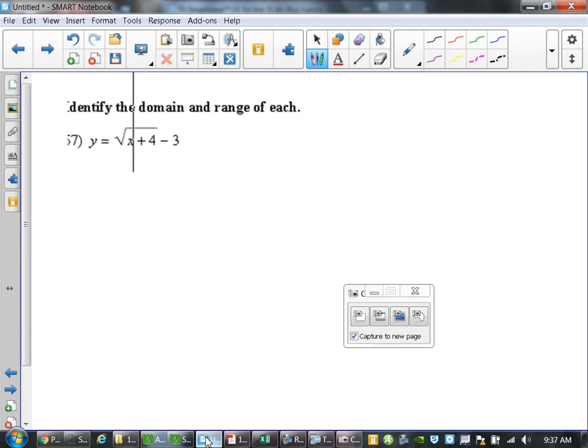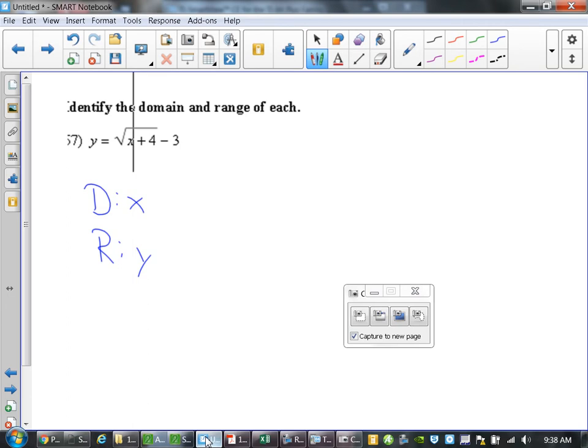Identify the domain and range. Now, domain stands for which values? X values. So your domain is your X values, and your range is going to be your Y values. Now, in a problem like this, if you have no clue, what could you look at? Look at the graph. Okay?